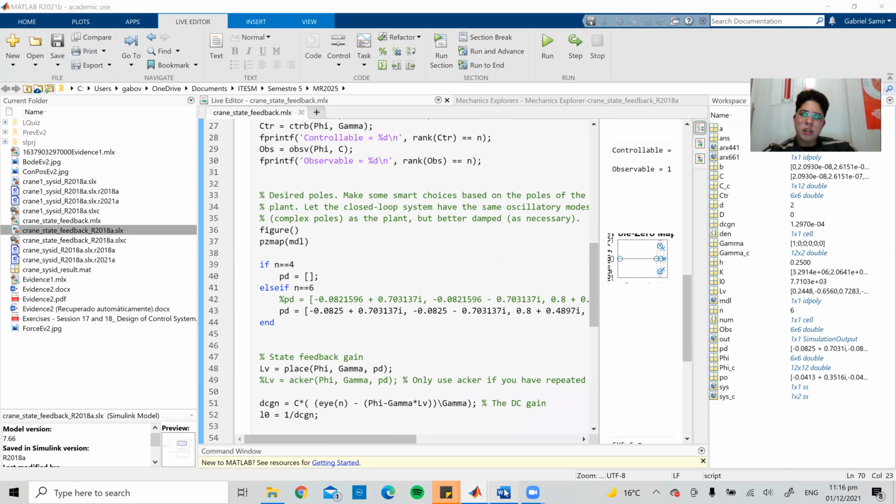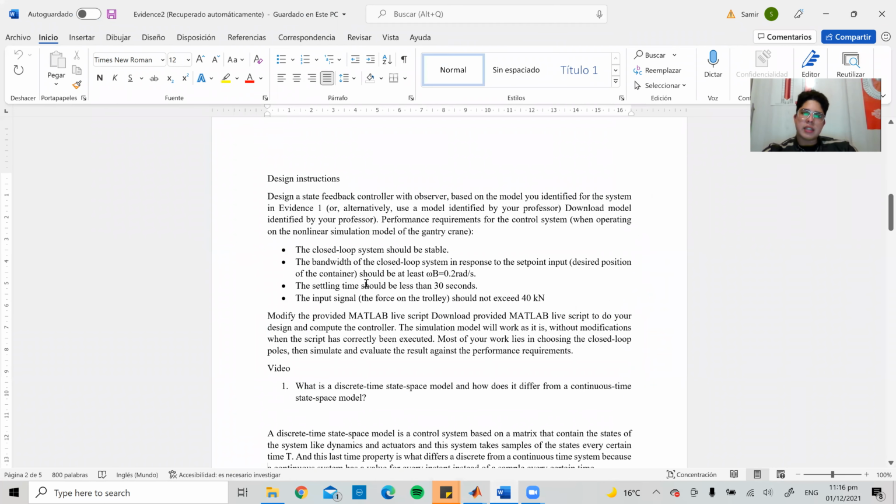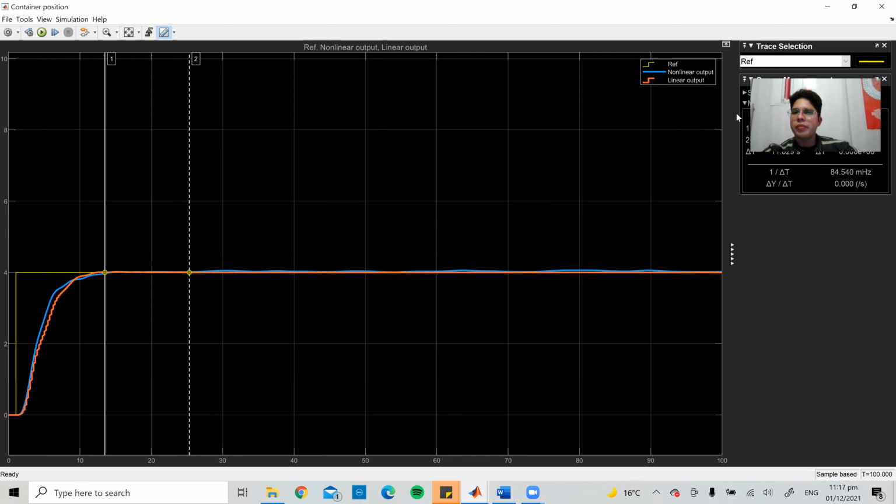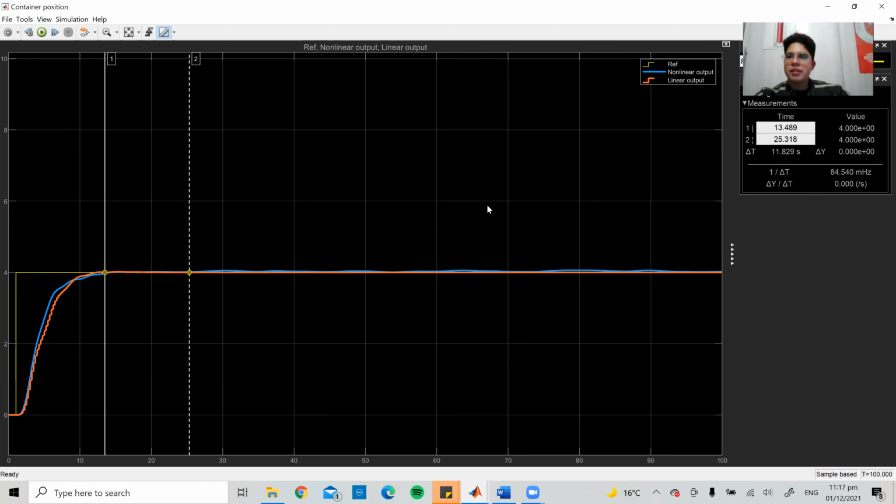Now, going to the next one, the settling time should be less than 30 seconds. We can check this in the previous image. We can see that my system settles at about 13 seconds, 13.48 is more or less the settling time. And it's obviously less than 30, so fast response, good performance.